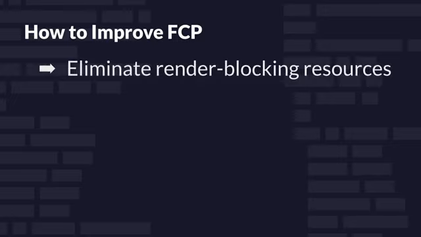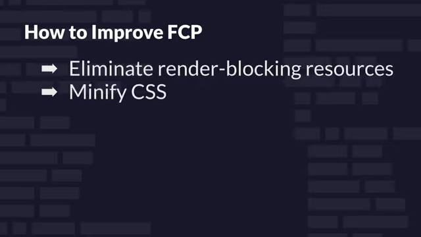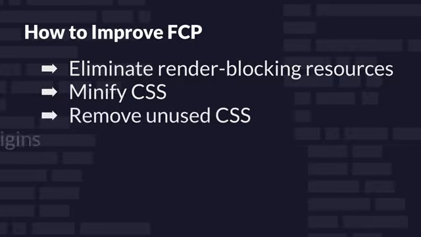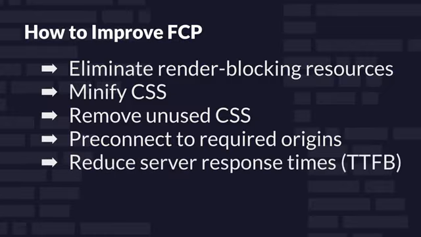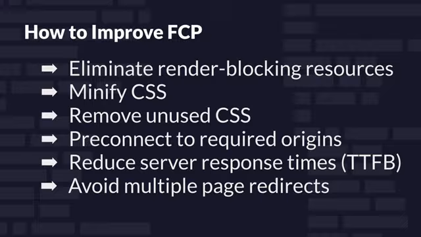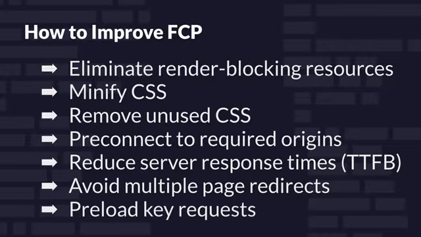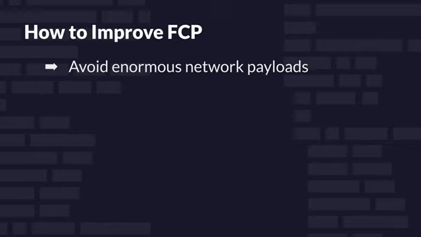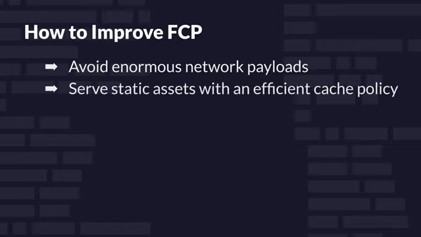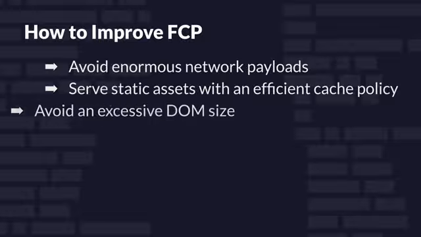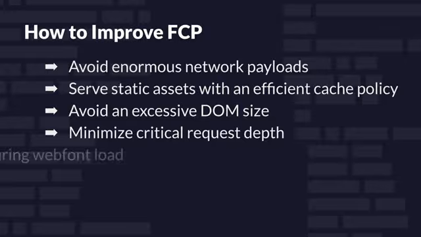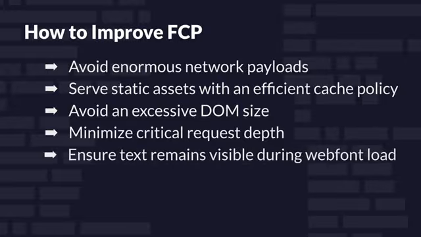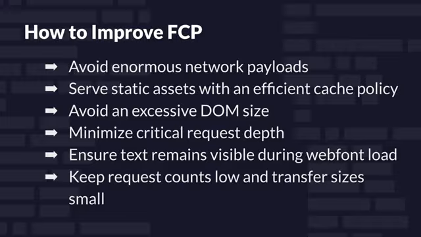Here are some ways to improve the first contentful paint. Eliminate render blocking resources. Minify CSS. Remove unused CSS. Pre-connect to required origins. Reduce server response times. Avoid multiple page redirects. Preload key requests. Avoid enormous network payloads. Serve static assets with an efficient cache policy. Avoid an excessive DOM size. Minimize critical request depth. Ensure text remains visible during web font load. Keep request counts low and transfer sizes small.